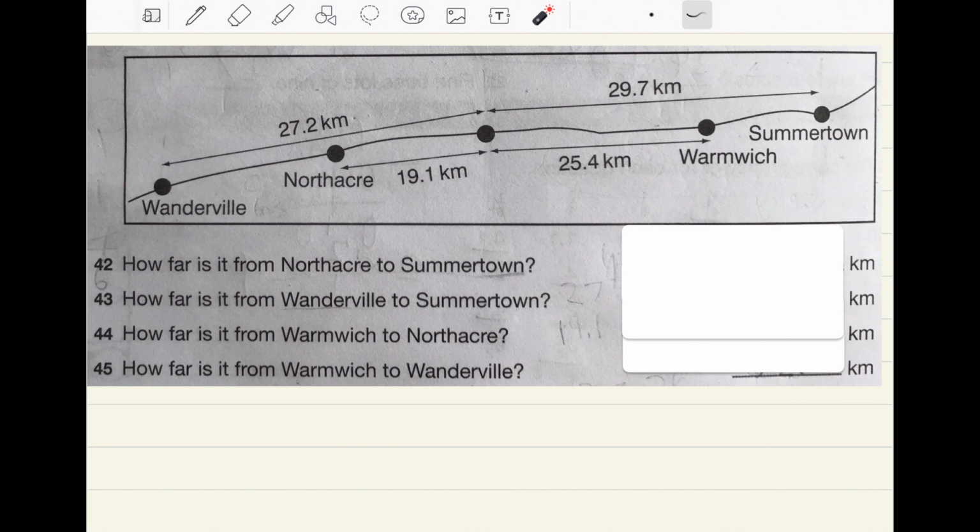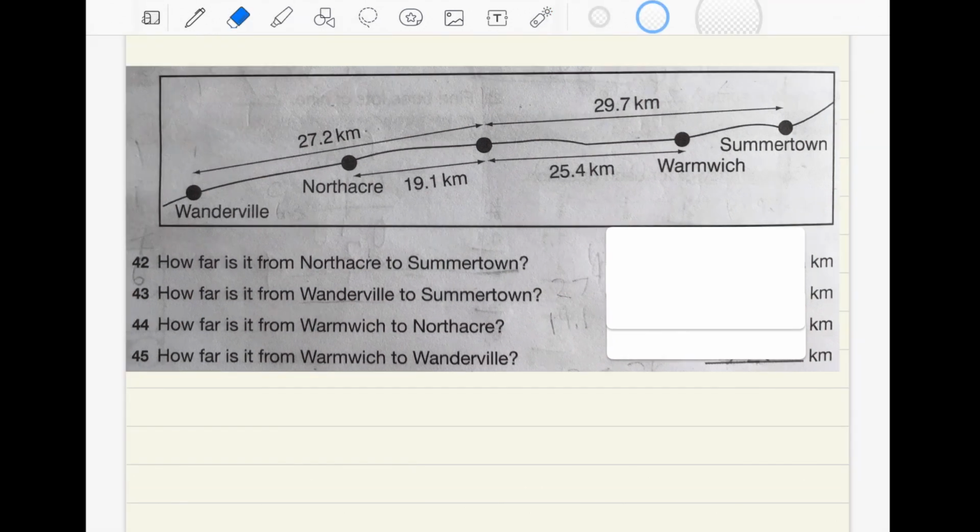So we need to work out how much Northica to Summertown is. Northica to the dot is 19.1 km, and the dot is going to Summertown. So from Northica to Summertown is 19.1 km plus 29.7 km. Let me just calculate that.